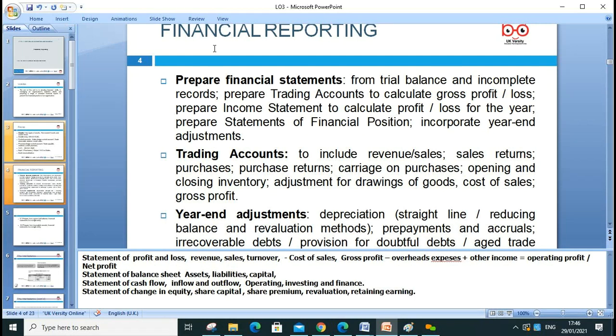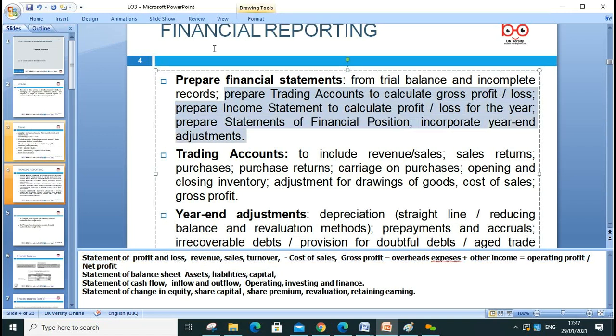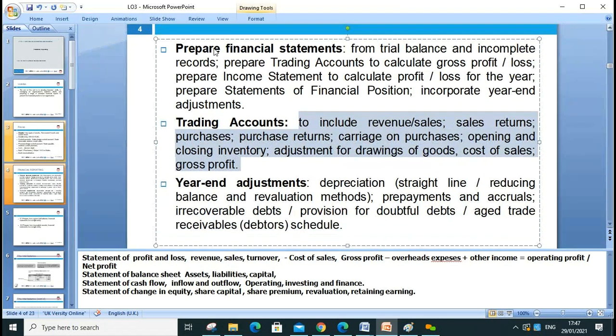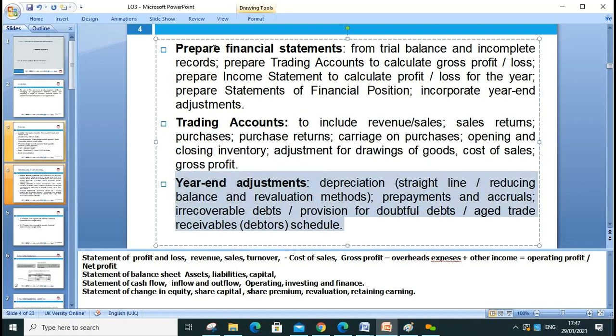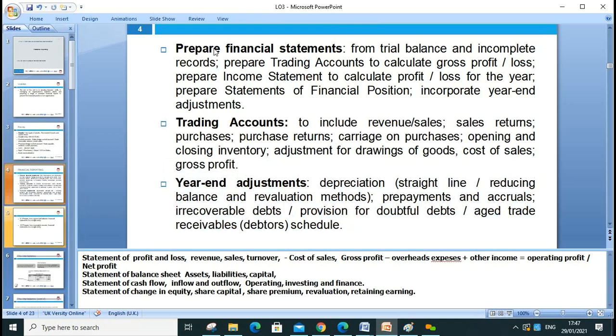Today we prepare two statements, which are profit and loss and balance sheet. So from the trial balance and incomplete records, we prepare the balance sheet and profit and loss, which is the statement of financial position. The trading account includes revenue, sales, returns and so on. And then the end of year adjustments of doubtful debts, revaluation and so on. At the end of the year, if the asset value goes up or down, we need to make adjustments. That's what we need to learn. Any question? Okay. No.